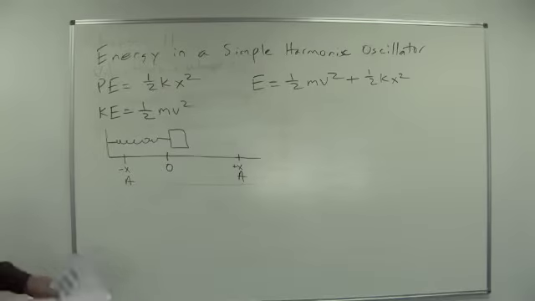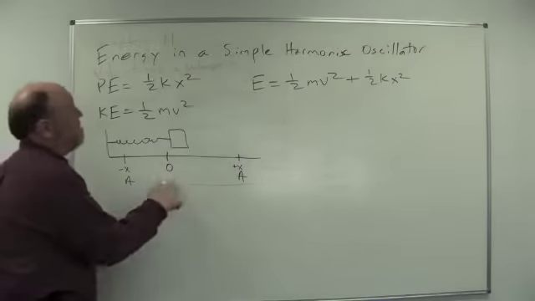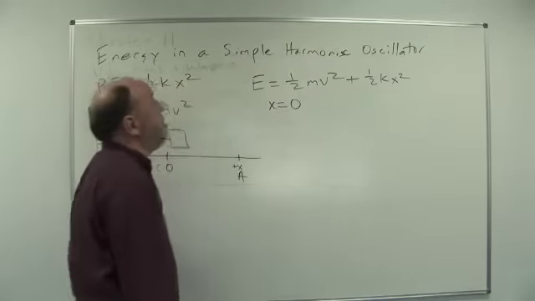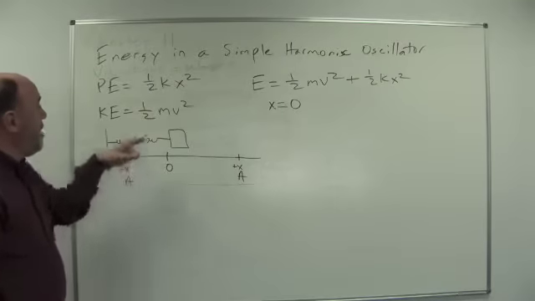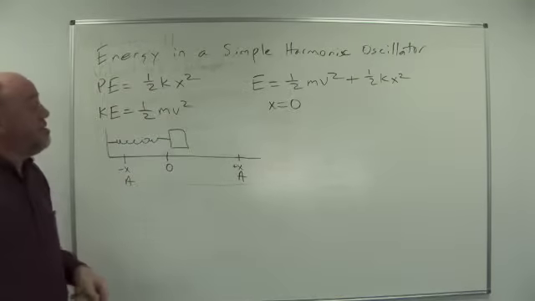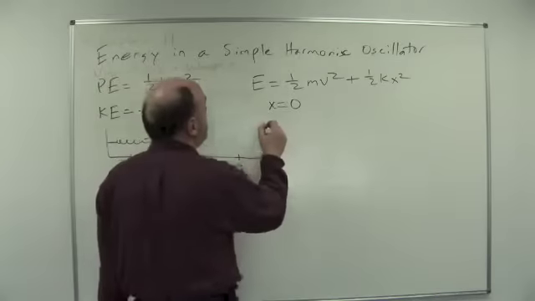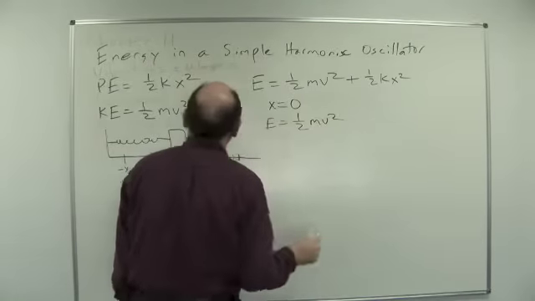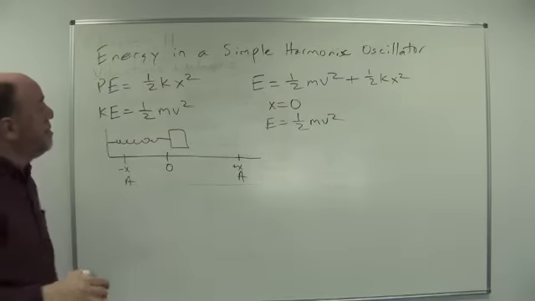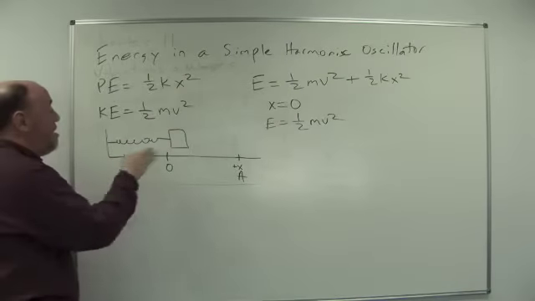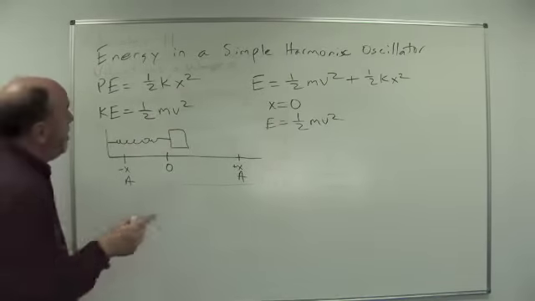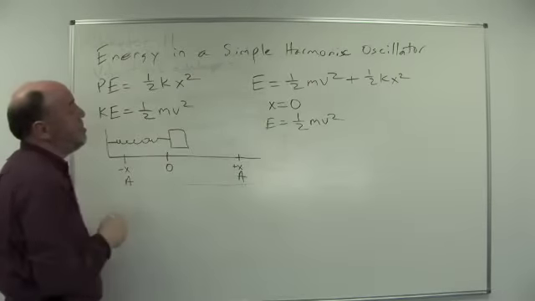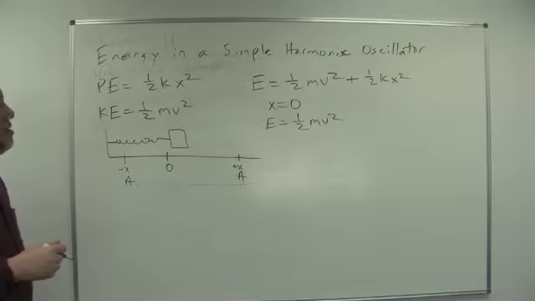Okay? So when I'm here, when x is equal to 0, that would mean that there is no potential energy in my system, and so the energy here would just be due to the movement of my block. Right? So basically we pull the block, it starts oscillating back and forth, and when it gets here, the only energy it has will be due to its kinetic energy. Right?